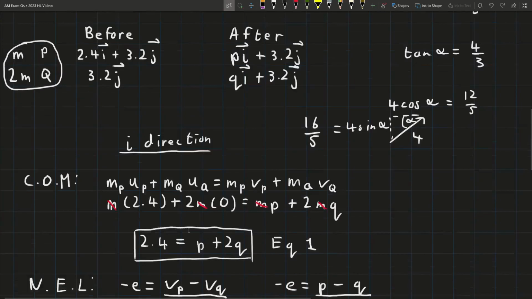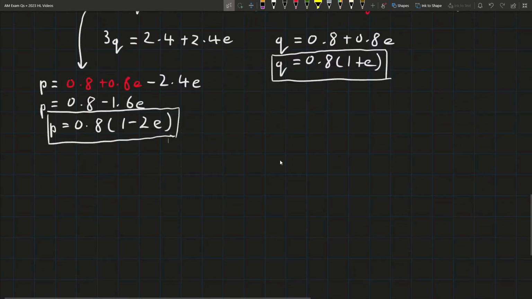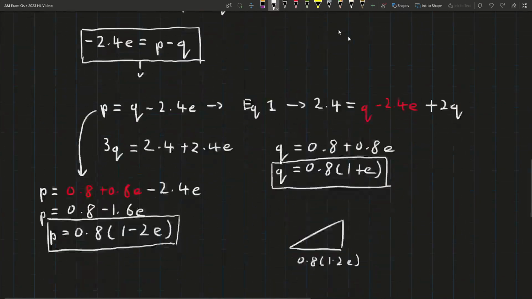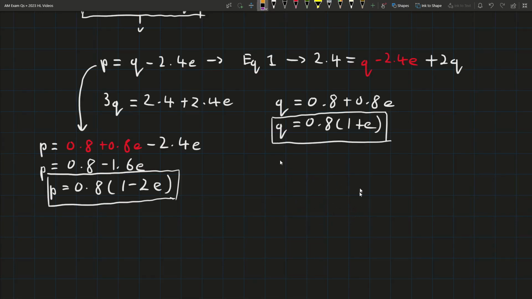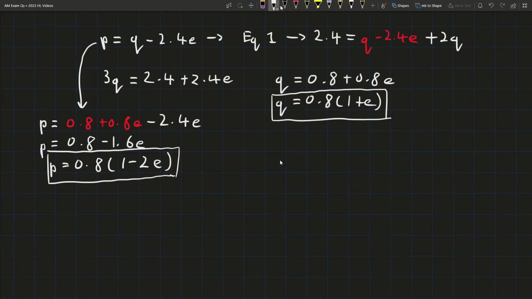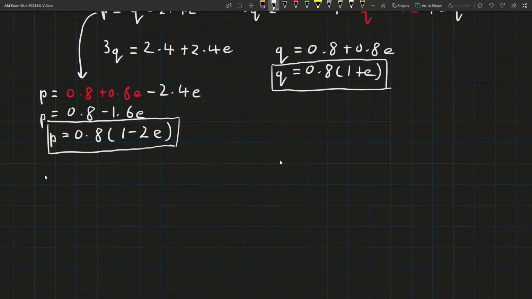I'm guessing you could write it in any form. If you wanted, you could write it as the overall velocity by drawing a triangle and saying, well, this is the I direction, this is 0.8 times 1 minus 2e, and this one is 3.2. And then you can find out what the V is here, but then you'd also need to find out this angle here, and I think that is just a lot. Since they don't specify what form you put it into, I'd say they won't mind if you put it into I and J form. So I'd do that.